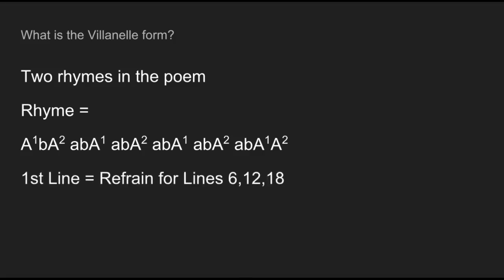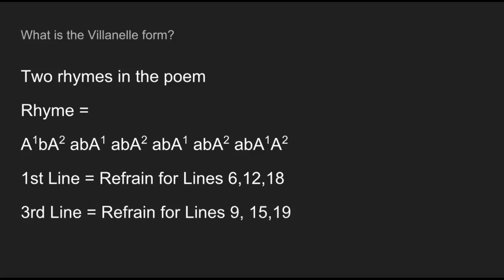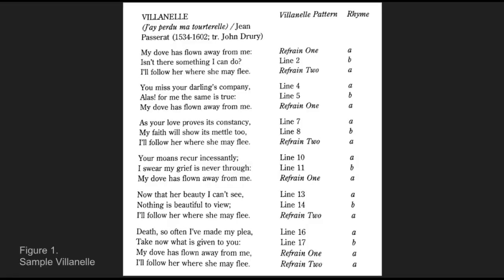Okay, the first line is a refrain, which means it is repeated in lines 6, 12, and 18. The third line is a refrain for lines 9, 15, and 19. So you've got to repeat them word for word. So how does that look? It sounds crazy right there. It looks like a bunch of letters. So let's take a look at a sample Villanelle here.